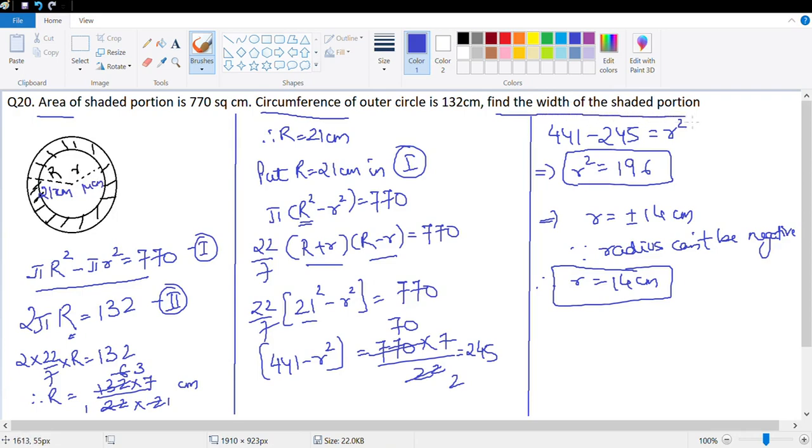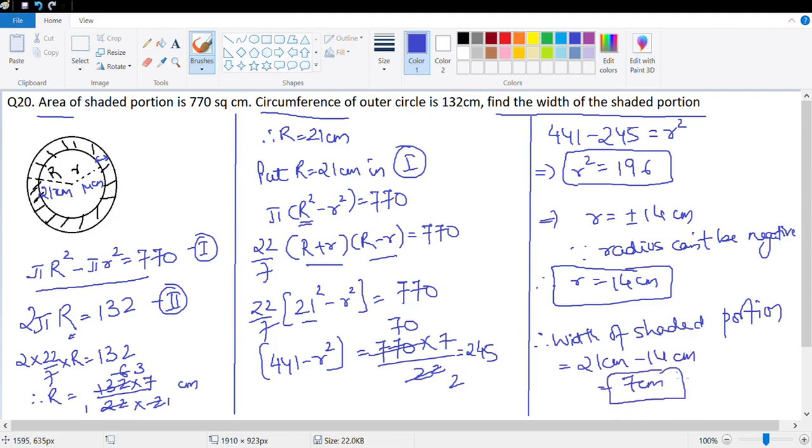What's the question? Find the width. So the width would be, this portion would be capital R minus small r. Therefore, width of shaded portion is 21 centimeter minus 14 centimeter, which is 7 centimeter. So highlight the answer. Very interesting question. I hope you realize rough diagram, understanding the question, and not getting into complicated calculations are important aspects. Perfect. Let's look at the next question.